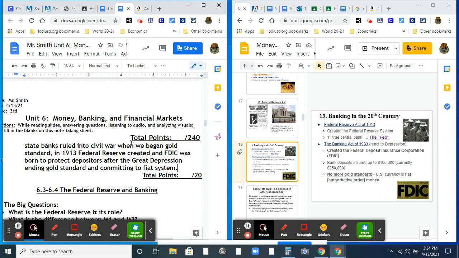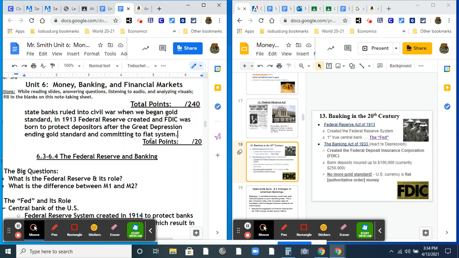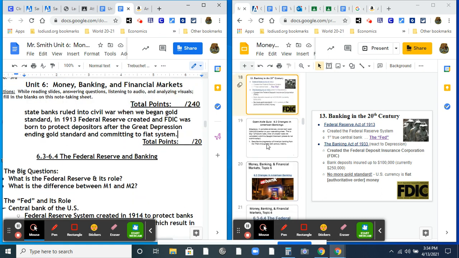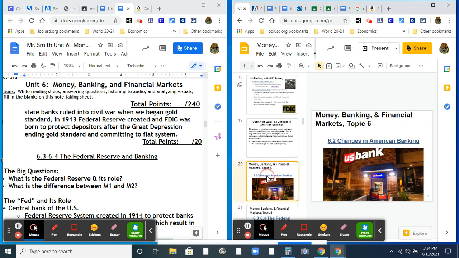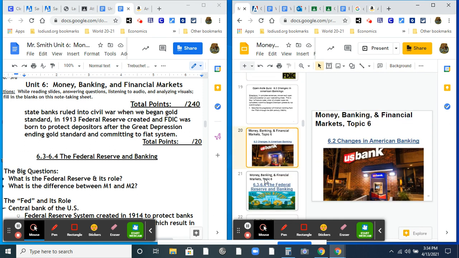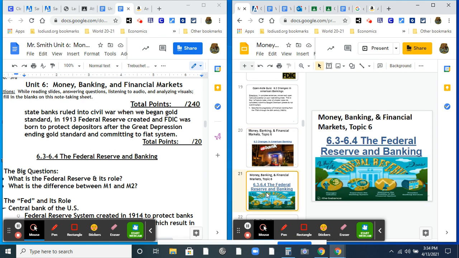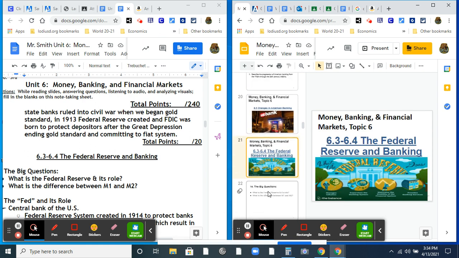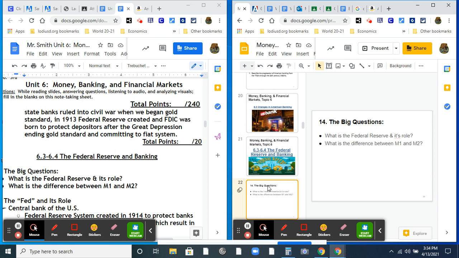Feel free to slow that down and play it again, but get it all down and press play when you're ready. So I'm going to keep moving. All right. That's the end of the changes in American banking. You should definitely finish that far for day one. I think we'll keep going a little bit longer though. It's about 25 minutes in. We can do another section.